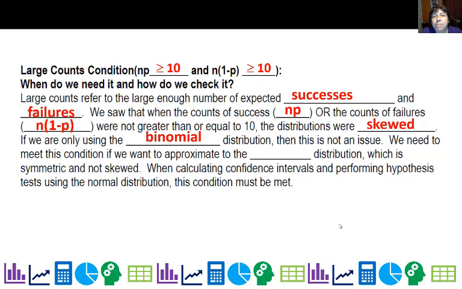If we're only using the binomial distribution, that's fine because it'll actually do all the math for you. But if we're trying to approximate to the normal distribution, which assumes that it has to be symmetric, then we've got an issue. And especially later, we haven't covered it yet, we'll be calculating confidence intervals and performing hypothesis tests, which heavily rely on a normal distribution.